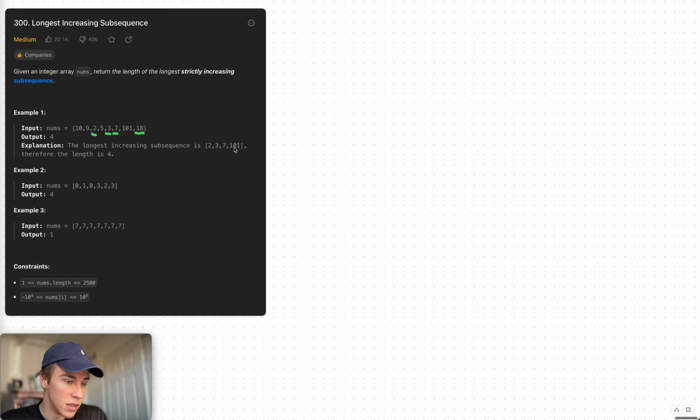Example 2 is 0, 1, 0, 3, 2, and let's see how fast I can do this. I would think that it's going to be 0, 1, 2, 3. The answer is 4. That seems to align. Example 3 is 1. All the numbers are identical, so if it's strictly increasing, that also means that you can't just have repeating numbers. All right.